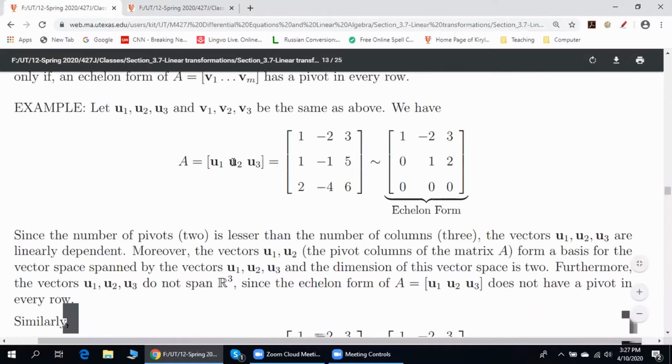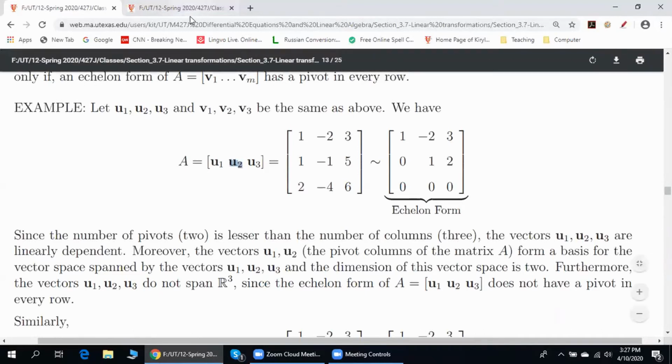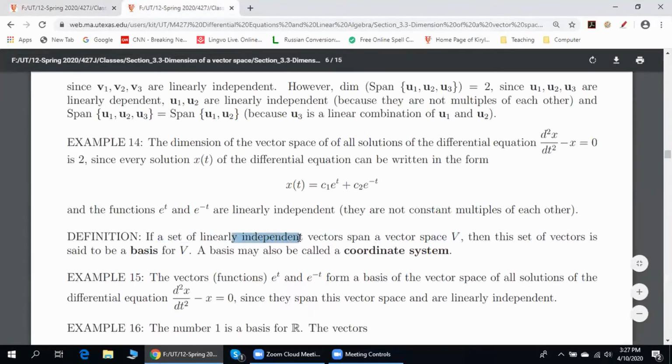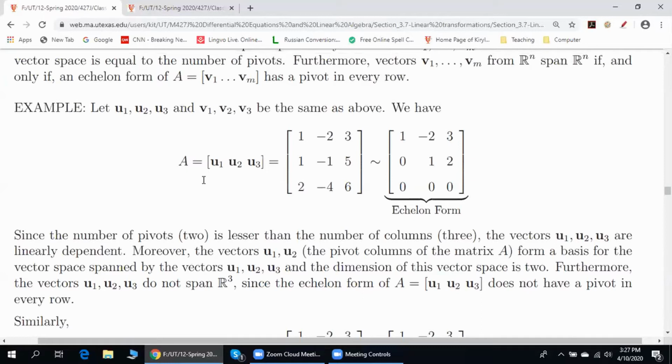So U1, U2 form a basis of the span of these three vectors. It means these two vectors U1, U2 are linearly independent, and these two vectors U1, U2 span the whole vector space. Does this answer your question? Yes, it does. Thank you. So in simple words, a basis is the smallest number of vectors that can generate the whole vector space through their linear combinations.